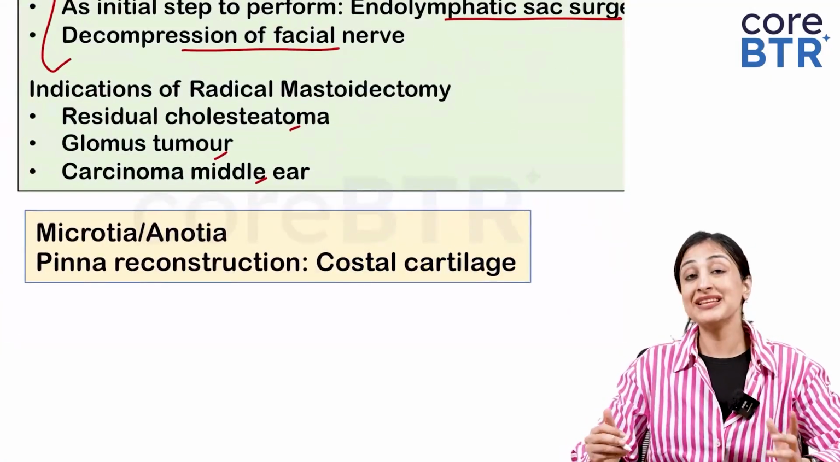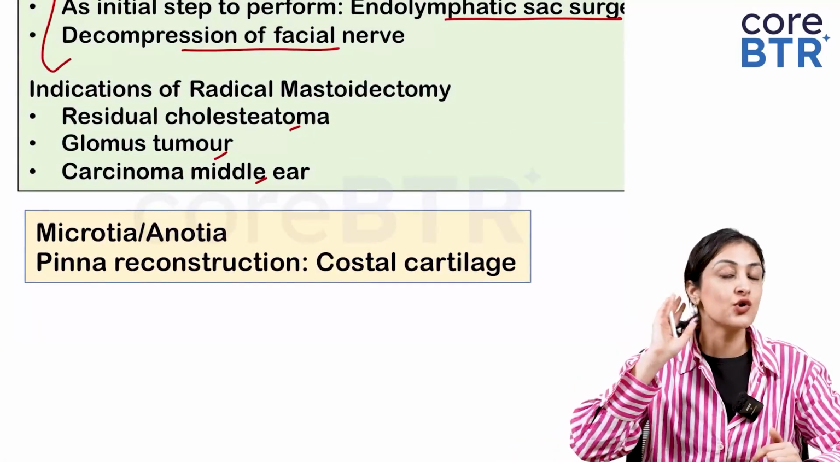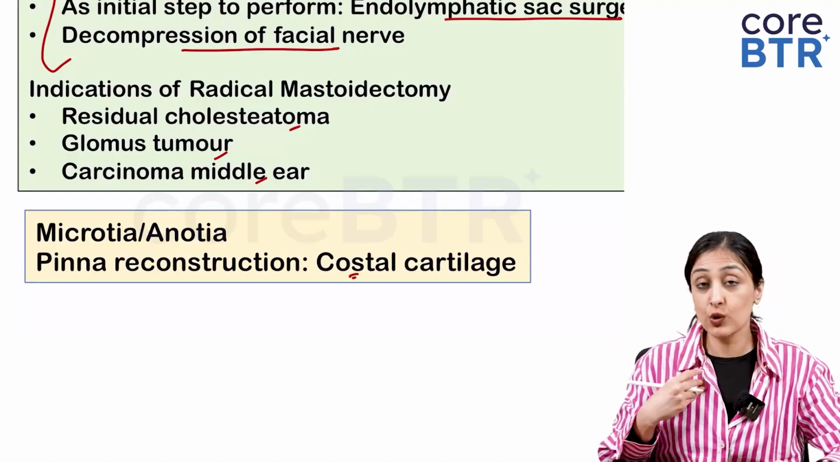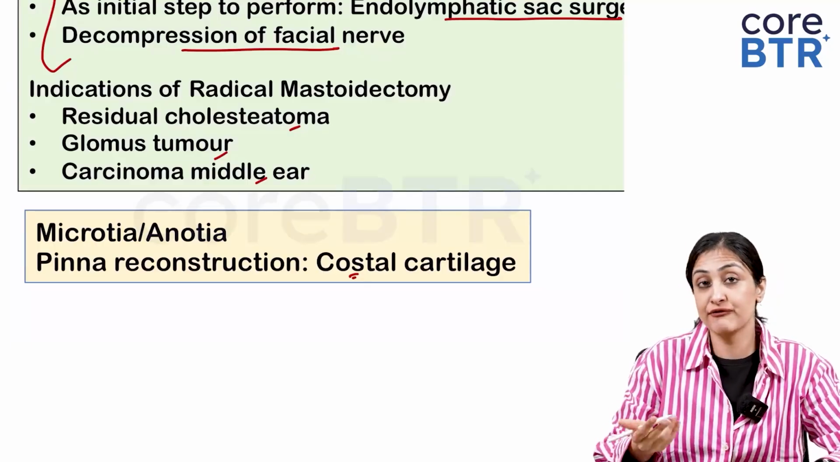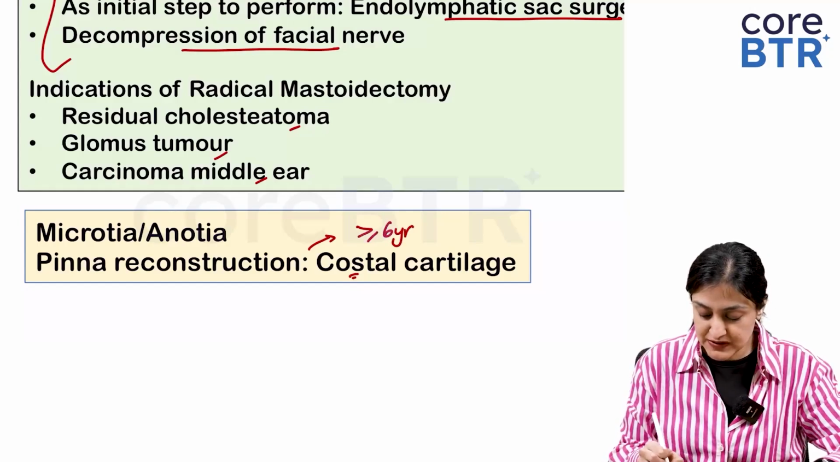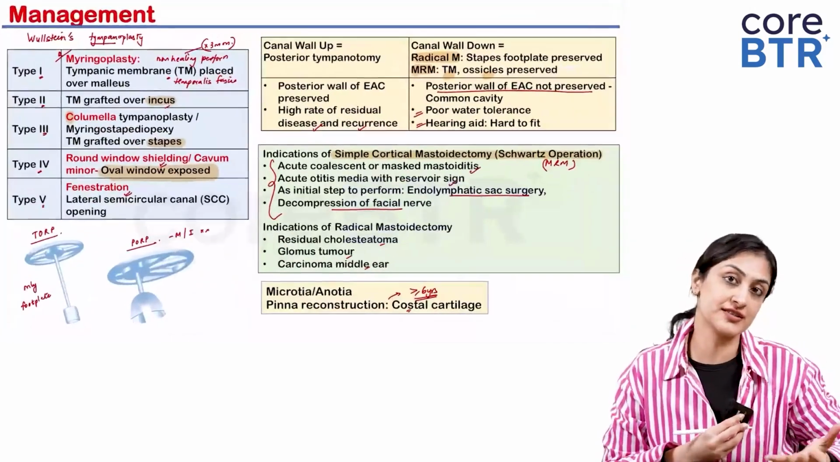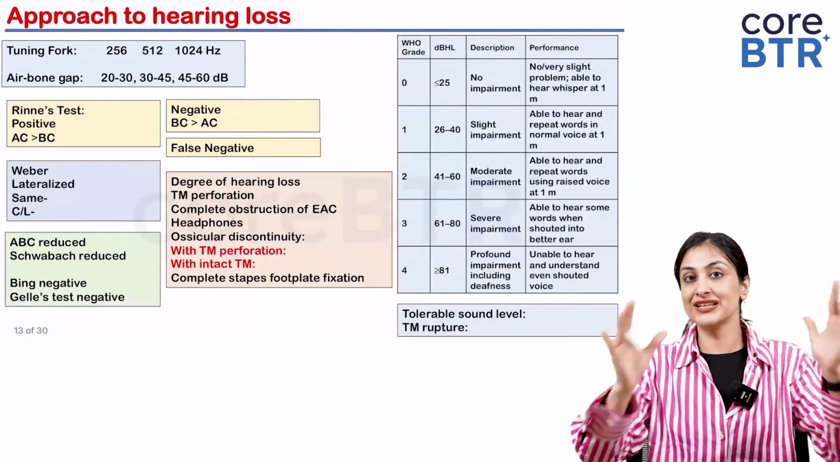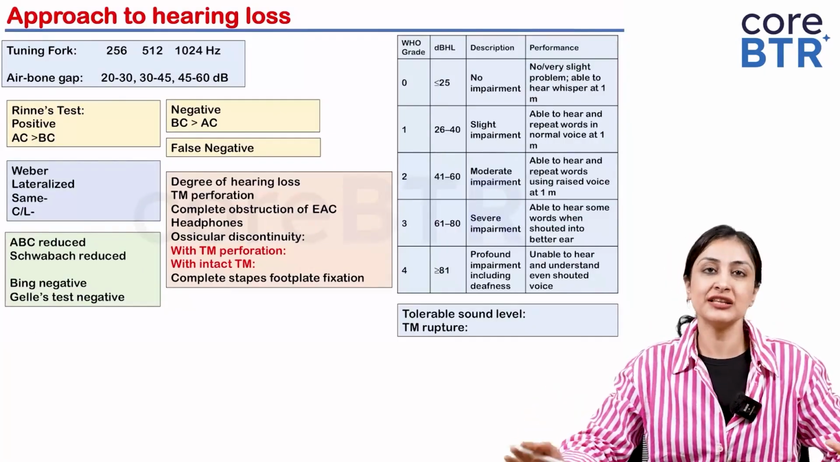So pinna reconstruction: let's say somebody does not have an external ear, microtia or anotia. We can use the costal cartilage autologous graft from the same patient to reconstruct it. But this is done after 6 years because the pinna will reach the adult size, right? So then you fix it. So this is about the management of the external part of the ear and the middle ear, right?